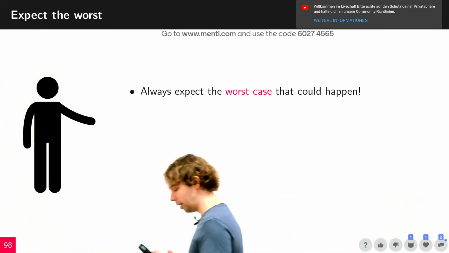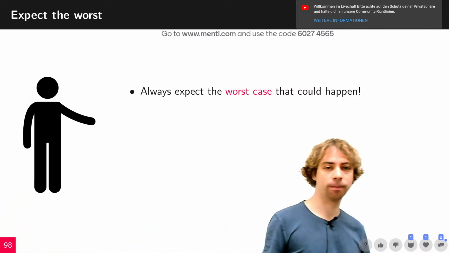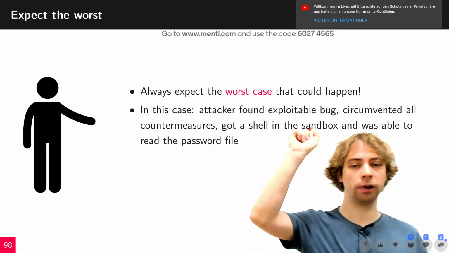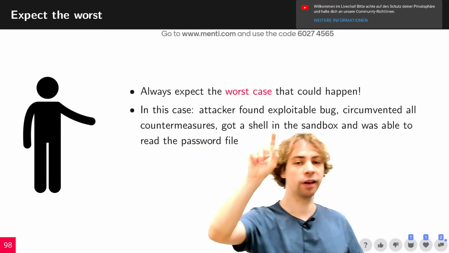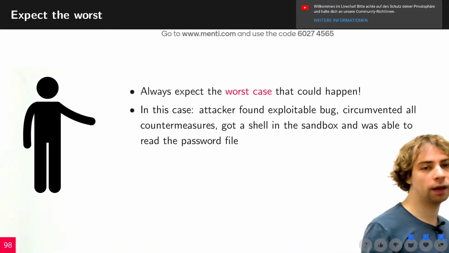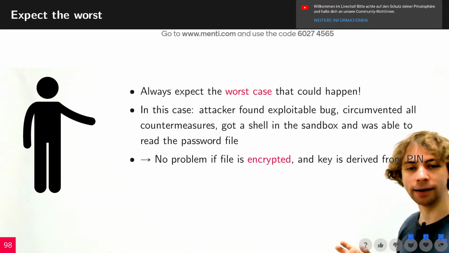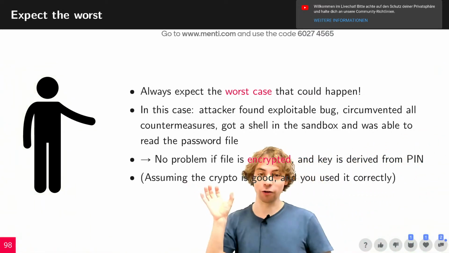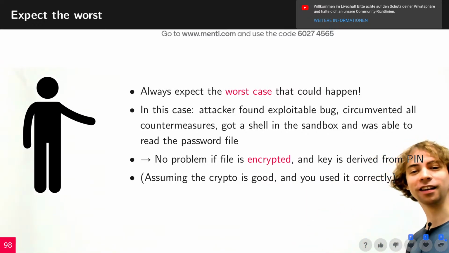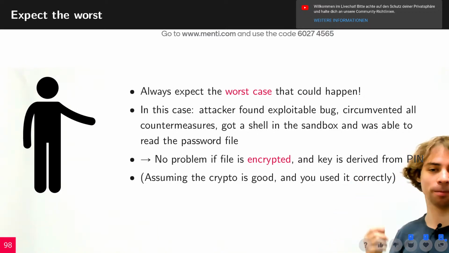What do we need to do as defenders? We always need to expect the worst case. The worst case could happen. In this case, the attacker found an exploitable bug, circumvented all countermeasures, got a shell in the sandbox, and was able to read the password file. That's no problem if the file is encrypted and the key is derived from the correct PIN. Assuming that the crypto is good and you correctly used it, that should be fine. That's where we use cryptography, right? If that's not the case, then the attacker got the password list.